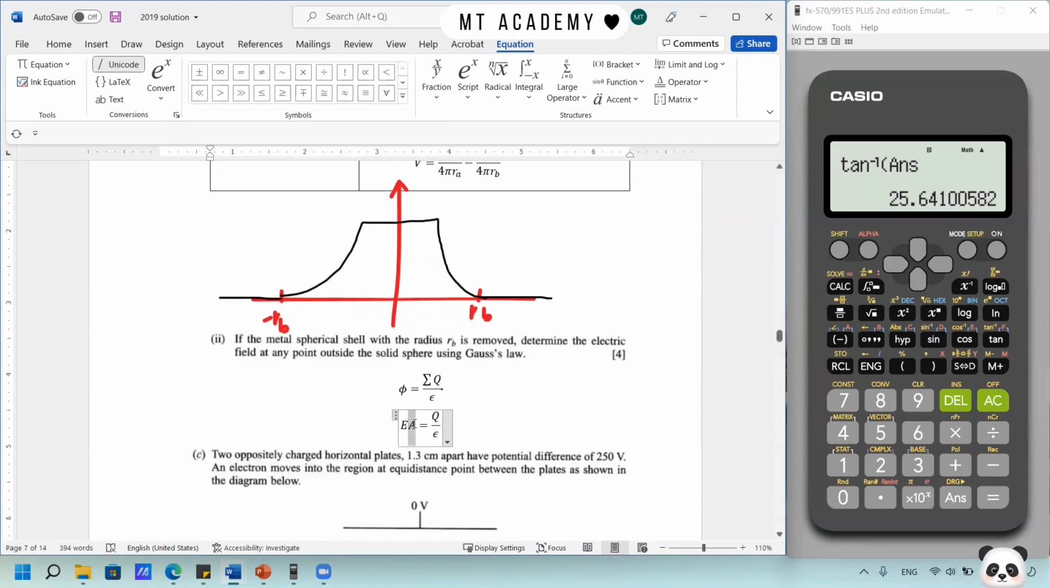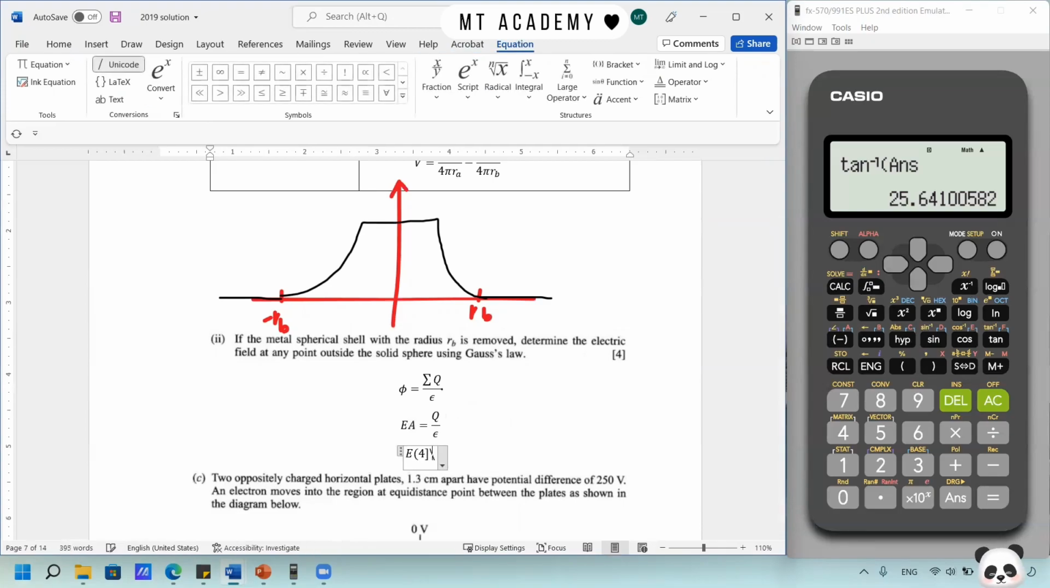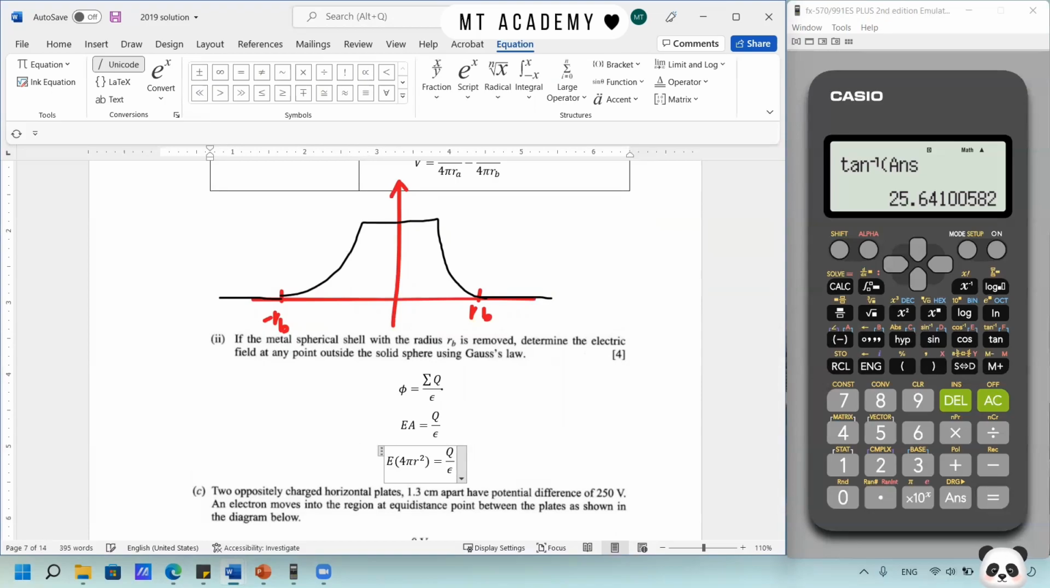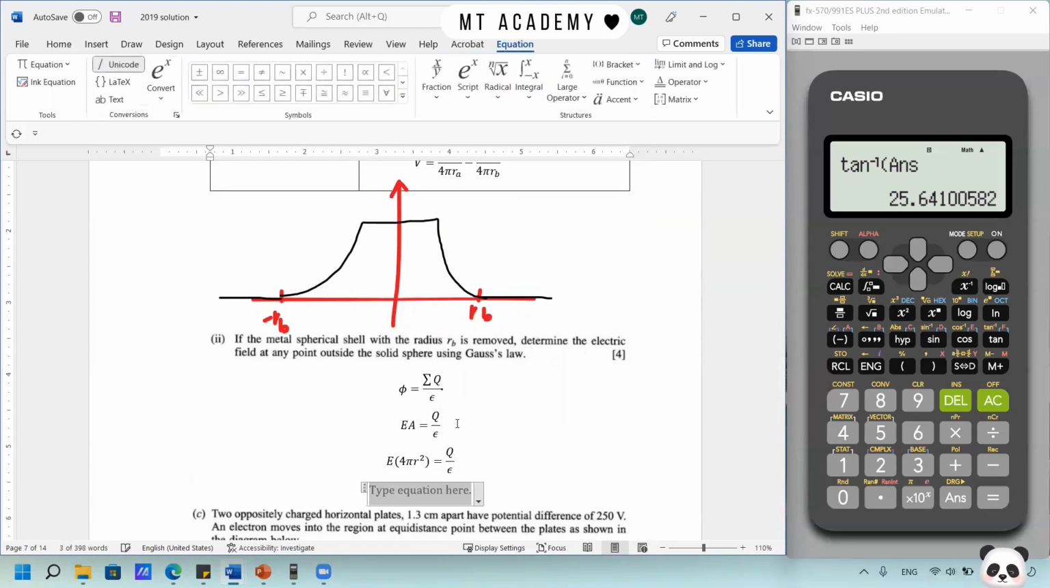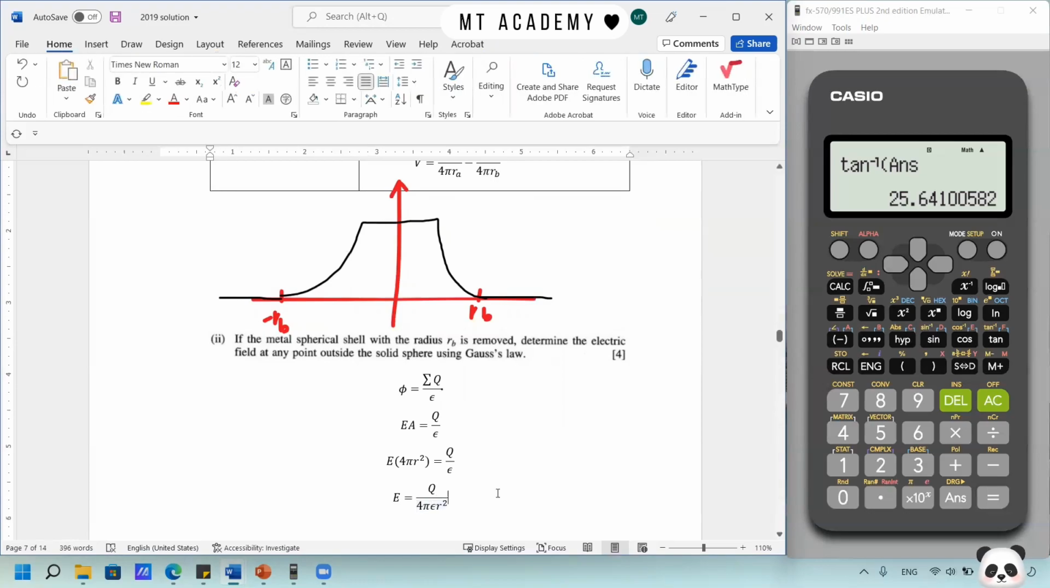So we need to identify the suitable Gaussian surface, and it is the sphere that we have learned. The area of a sphere is equal to 4 pi r squared. And then we just move the area to the other side. Okay, the electric field strength is equal to Q over 4 pi epsilon r squared, which is the same as what we have learned. So this applies to a charged spherical object. Okay, so 4 points, quite a lot.